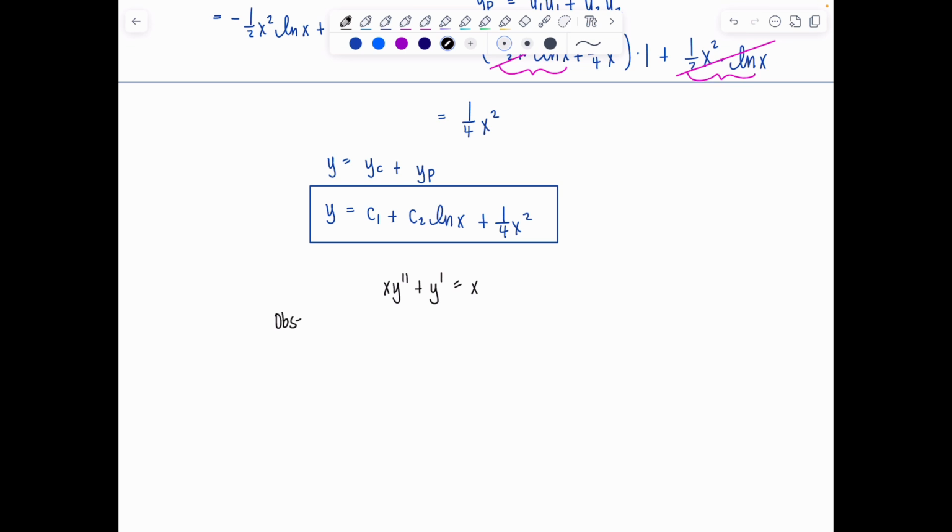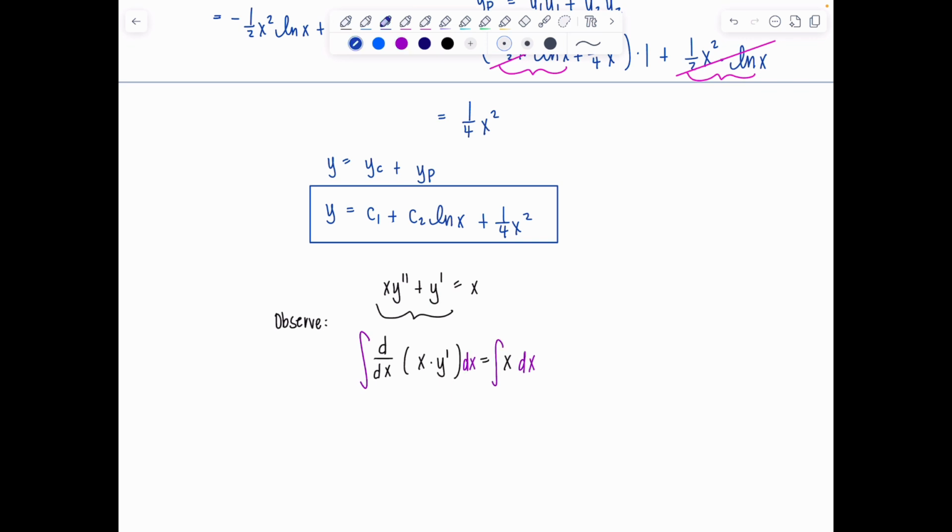Observe that the left-hand side is the derivative with respect to x of x times y prime. Yes, if you do the product rule, leave x alone, take the derivative of y prime, you get y double prime, plus the derivative of x is 1, leave y prime alone. What does that mean for us? Well, we can integrate both sides now with respect to x.